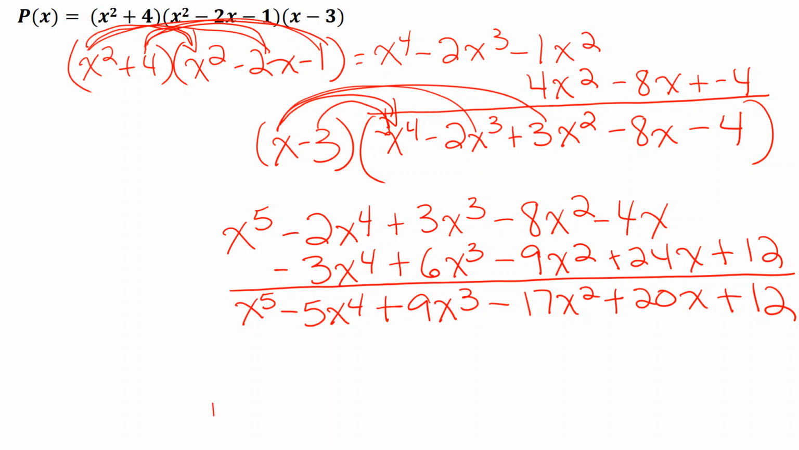And if you got that, give yourself a pat on the back. That's a really, really long problem. And notice that my highest degree is indeed x to the 5th, and that's what we said it should be back at the very beginning of the problem. So let's just confirm. X to the 5th minus 5x to the 4th plus 9x to the 3rd minus 17x squared plus 20x plus 12. So I hope that you got that right.